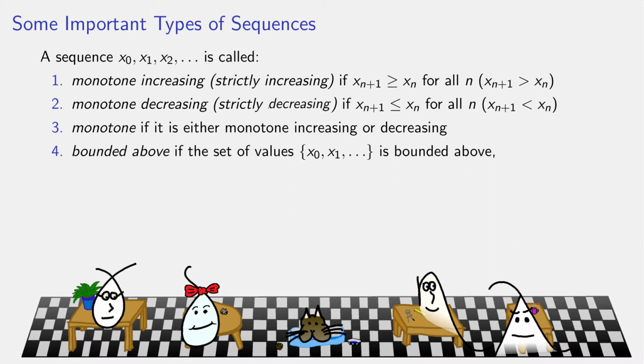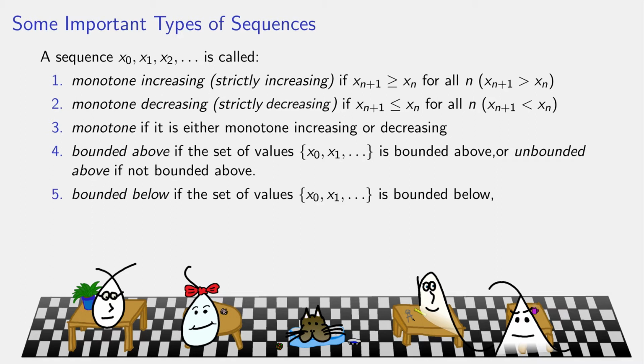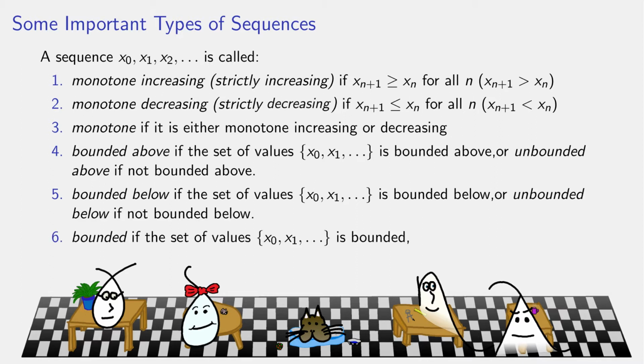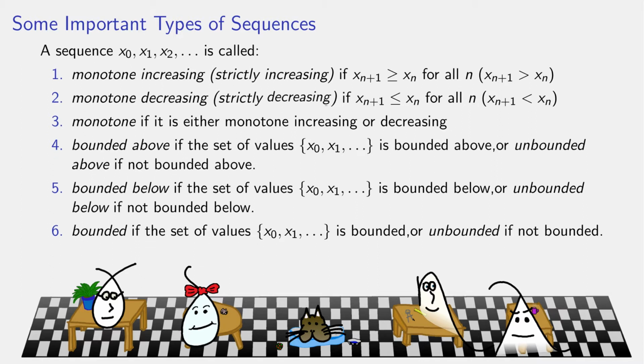A sequence is bounded above if the set of its values is bounded above. We already have a definition for a set to be bounded above. Just apply that definition to the set of values. Okay, we could also call it unbounded above if the set of values is not bounded above. We can call it bounded below if its set of values is bounded below, or unbounded below if it's not. And we can call a sequence bounded if the set of values is bounded, or unbounded if not.